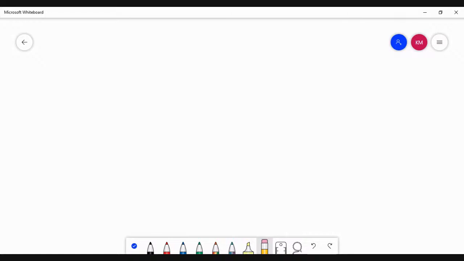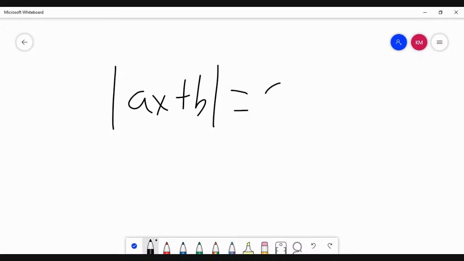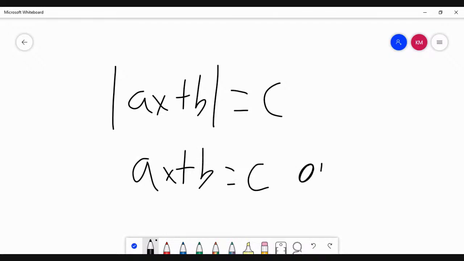If the absolute value of your linear equation equals C, that means your linear equation will equal the original C, or your linear equation will equal the inverse of C.